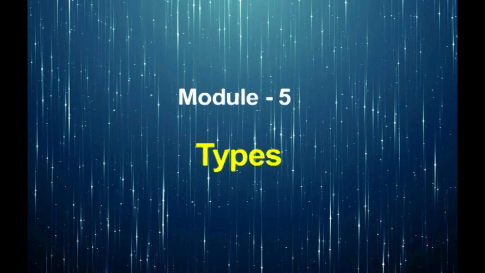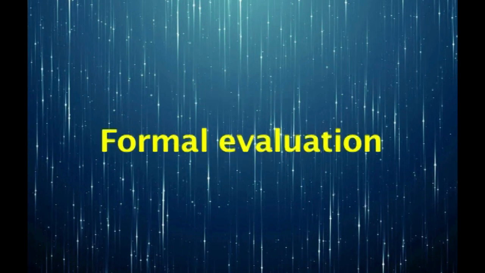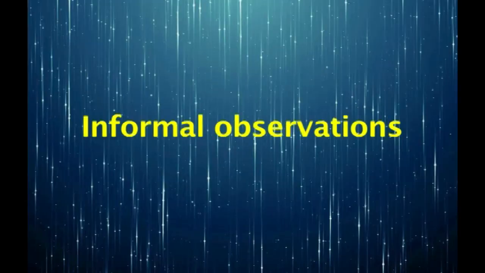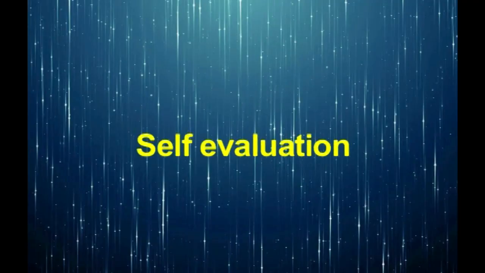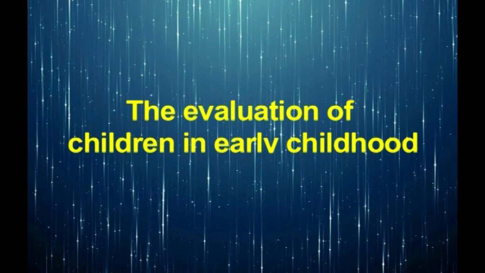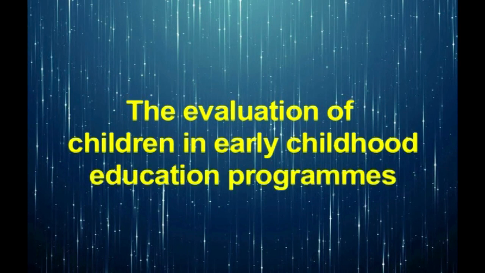Module 5, Types. The first one is the formal evaluation. Formal evaluation includes the checklist, commercial test, performance registers and the questionnaires. Informal observations. In informal observations, the casual observations, interviewing the parents and other members are included. Self-evaluation. The self-evaluation will be done by the teacher or the participant herself. Evaluation of children in early childhood education programs.